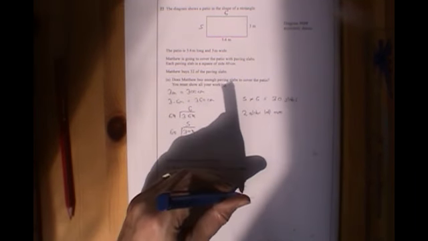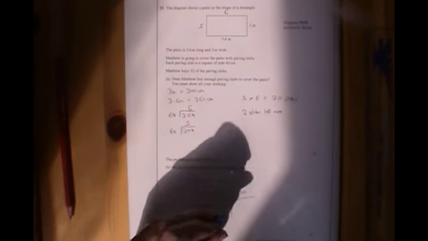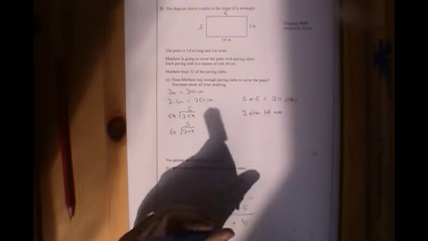3 30s are 90. 2 60s are 120. 2 3s are 6. So if we add up all of these, we'll get our answer. So 90 and 6 is 96. 0, 0, 0, 2, 9, 1, so that's 1,920.